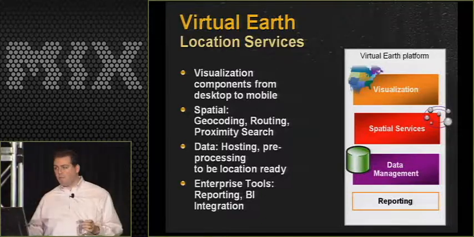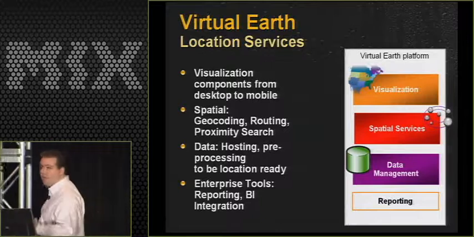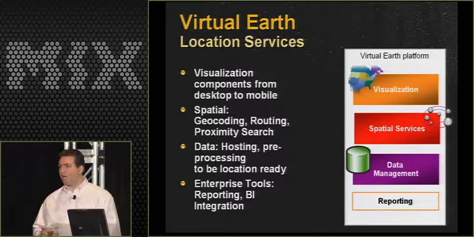Now on the spatial processing side, of course, there's the geocoding process, being able to turn addresses into latitude and longitude, and the reverse, being able to say, hey, I'm looking at this point on the map. Can you give me the approximate address so that I can route here and get where I want to go?